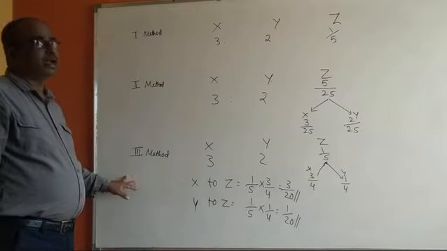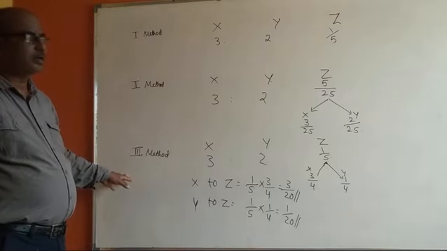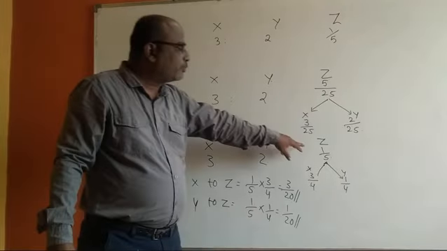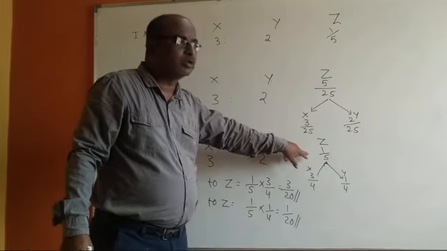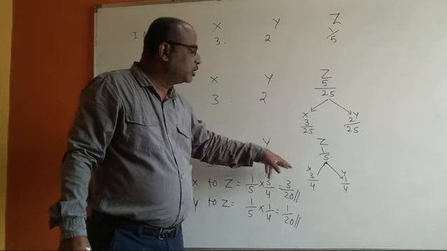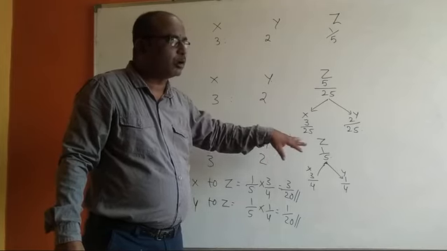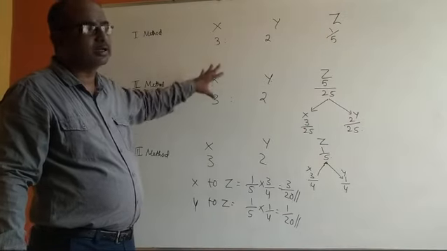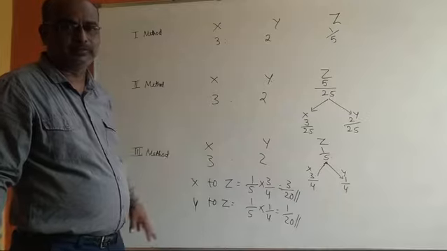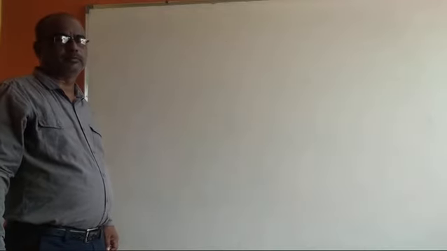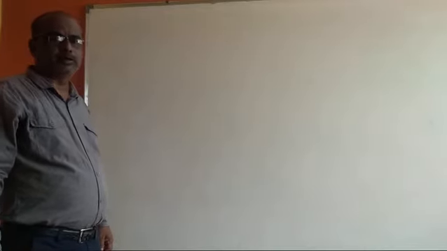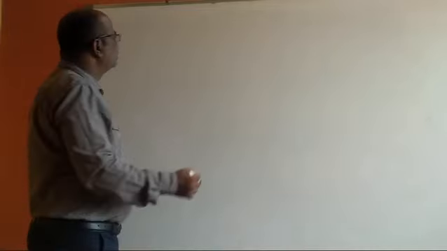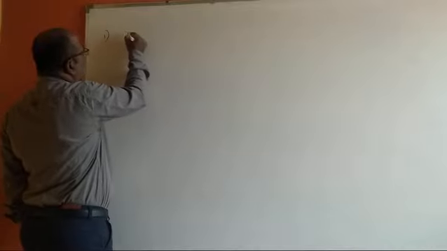And third method, X and Y are partners sharing profits and losses in the ratio of 3:2. They admit Z as a new partner with 1/5 share in the future profits, which he obtains 3/4 from X and 1/4 from Y. So this is the difference between the first method, second method and third method. Let us solve some of the problems randomly on first method, second method and third method. So let us see which method this is.